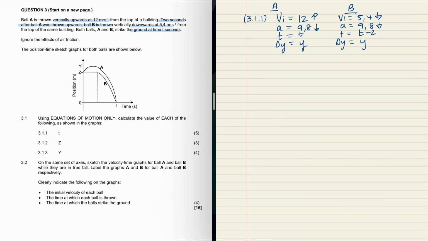Now we need to find a set of equations that we can use and then solve simultaneously to figure out what the time is. So the equation that I'm going to use is delta y is equal to vi delta t plus half a delta t squared. And I'm going to apply that for both. So here it's going to be y is equal to, now I need to choose a direction as positive.